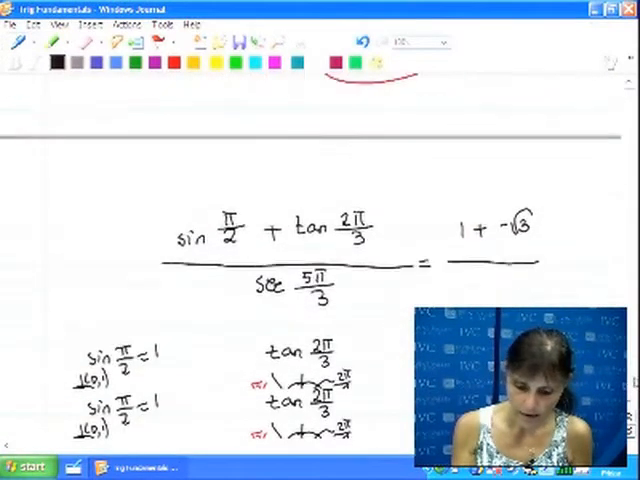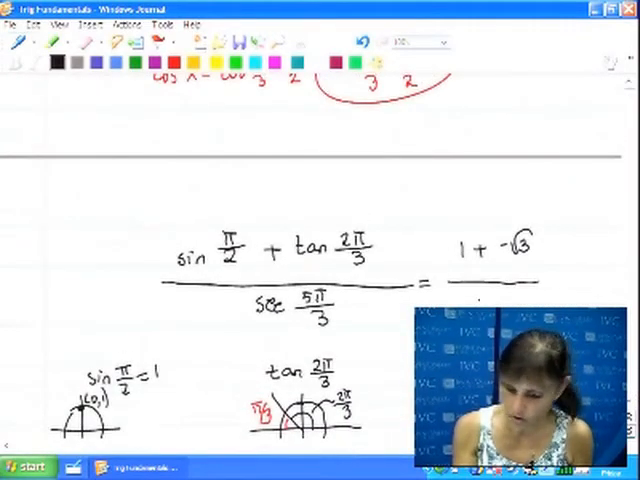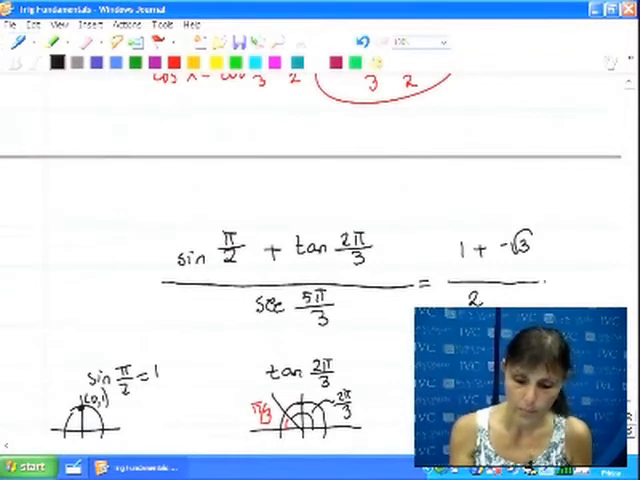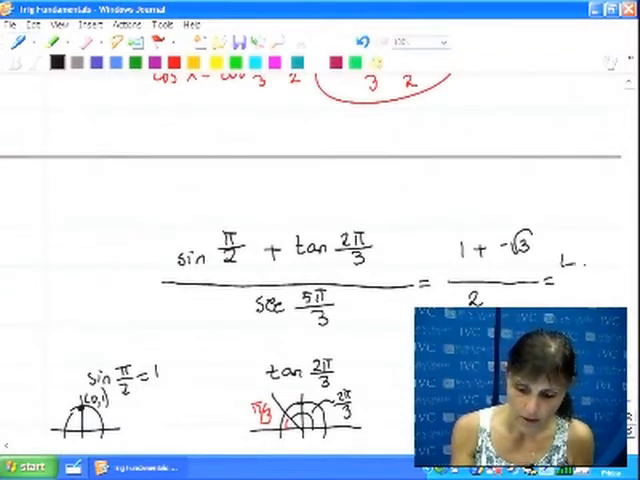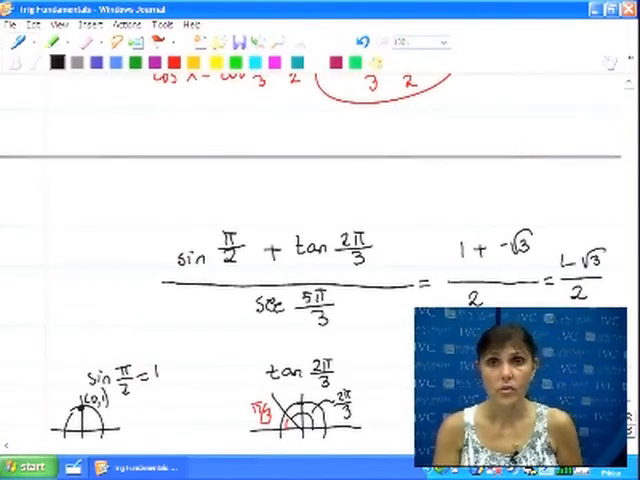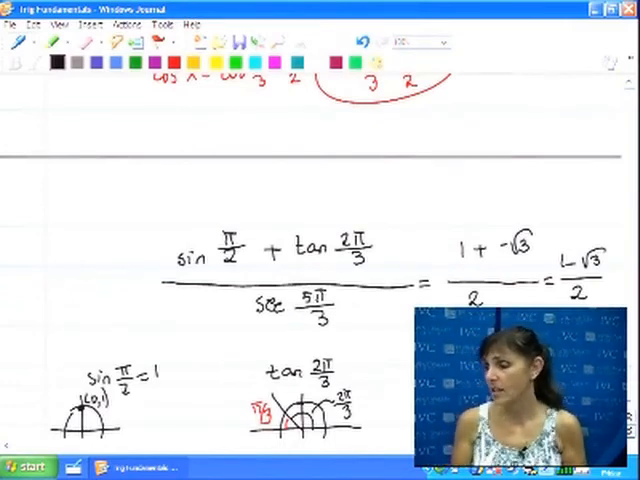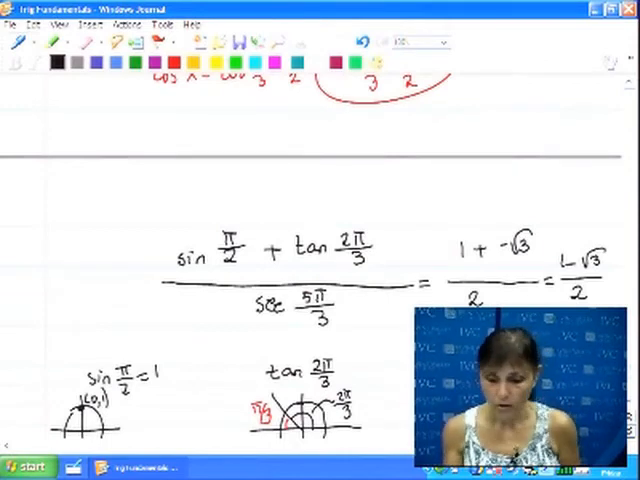Divided by secant of 5 pi over 3, which is 2. Make it pretty: 1 minus radical 3 divided by 2. Okay, so you can actually find the values of sine, cosine, and tangent, and it can be really very fancy, but you can do them.